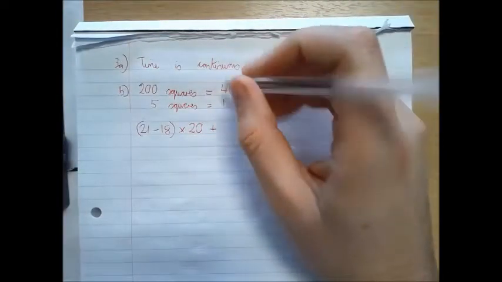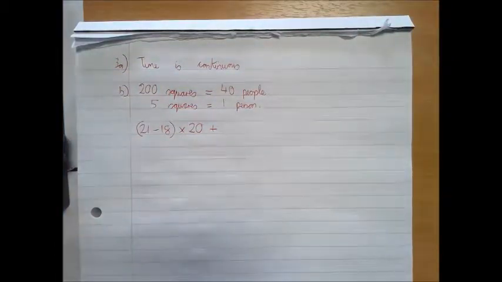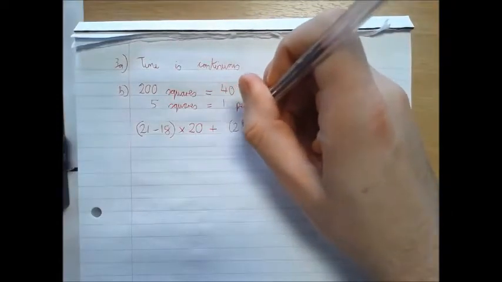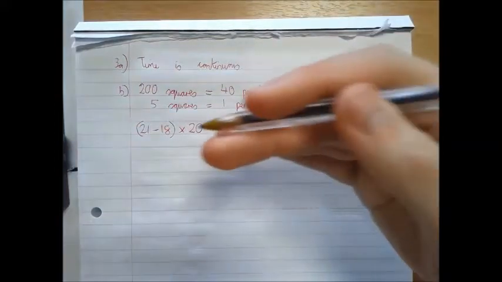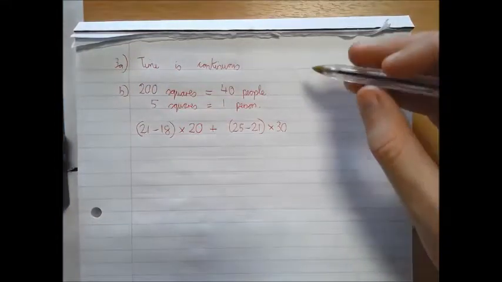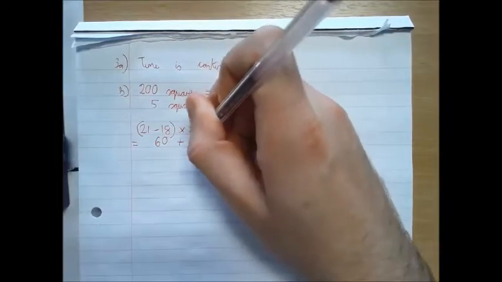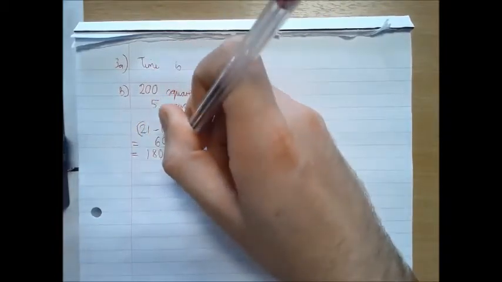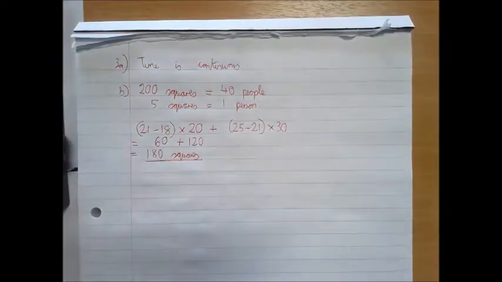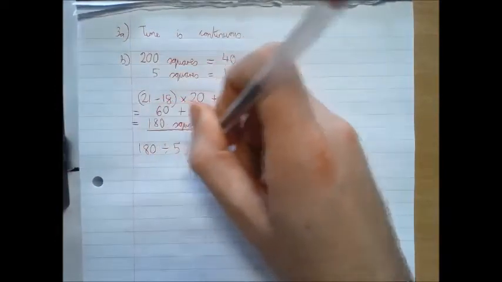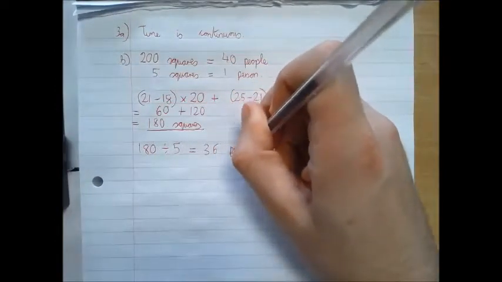And then of course we're looking at 21 to 25. We're looking at 18 to 25, but we'll split the two histograms up. So what we can do there is 25 minus 21, and this time we're going to times it by 30 because obviously it's going up to 30 on the histogram. Work this out, we're going to have 60 plus 120, which is 180 squares altogether. And of course we want to estimate how many people, so all we do there is 180 divided by 5. That will mean that there's 36 people.